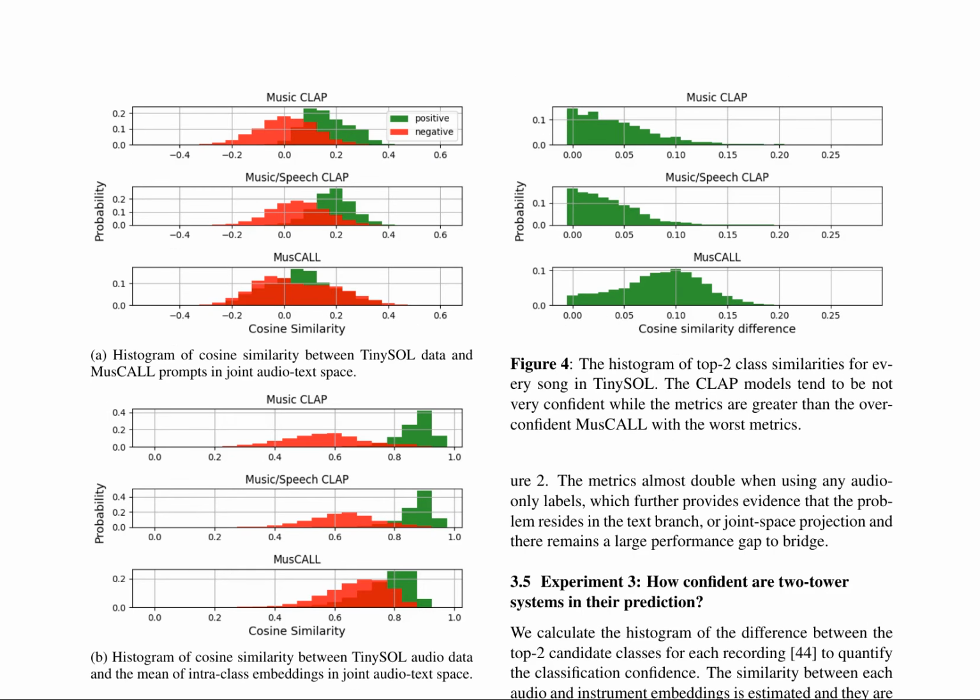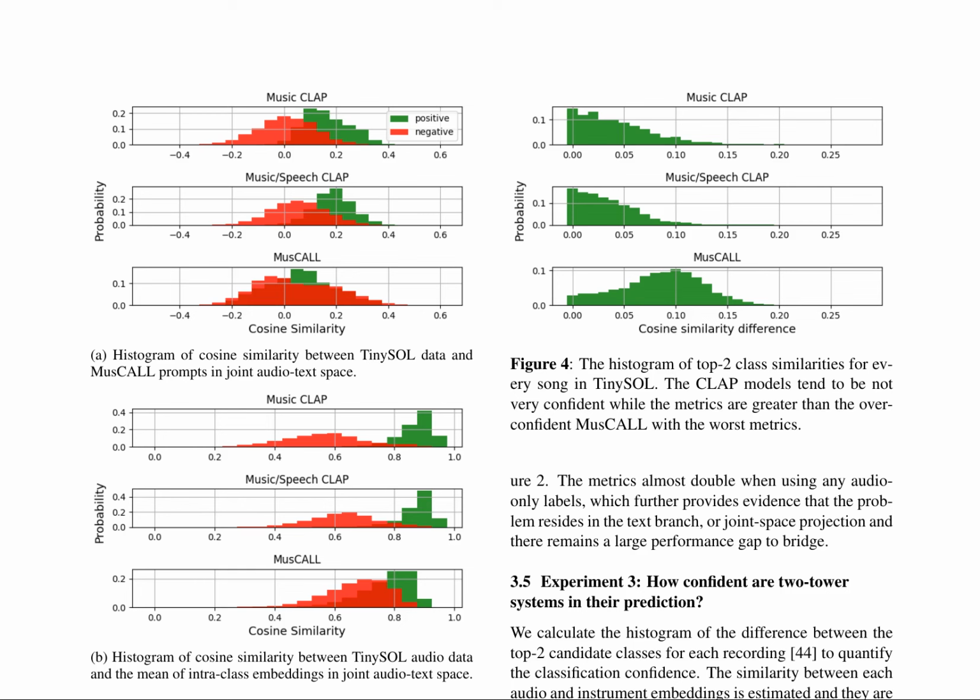In a series of experiments, the researchers investigated the performance and confidence of two-tower systems in instrument recognition tasks, focusing on the limitations and potential improvements of the text branch. Experiment 3 quantified the confidence of these systems by calculating the histogram of the difference between the top 2 candidate classes for each recording. A larger difference indicates higher confidence. The results show that Muse-Call models are overly confident in their predictions, despite lower performance metrics, whereas CLAP models exhibit less confidence, despite achieving better performance metrics.